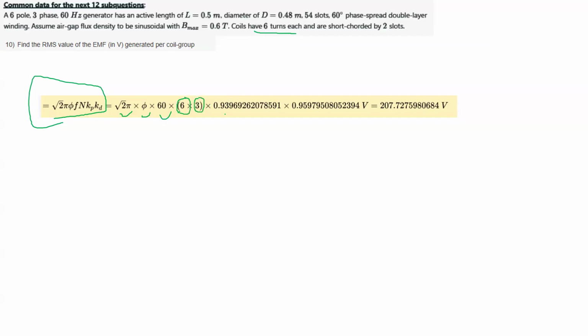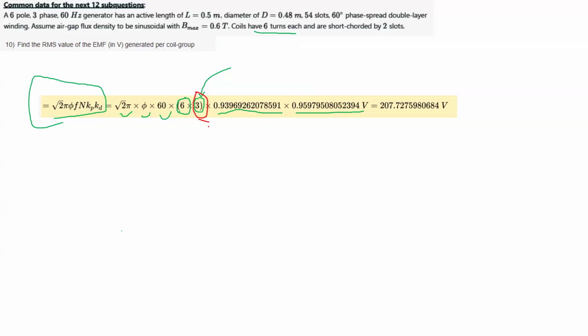I'm not getting it. Other than that, all these things are already known, kp, kd value, but what is this 3? I'm not very clear on it. So for this part I don't know, but other than that everything is known to us. Okay. So because of the pitch factor and distribution factor, the EMF will not be exactly root 2 pi phi f N, but it will also have kp and kd, the distribution factor and pitch factor. So we have to multiply those also. But what is this 3? I'm not getting it yet. Okay, so I'll explain this maybe in the next class. Okay.